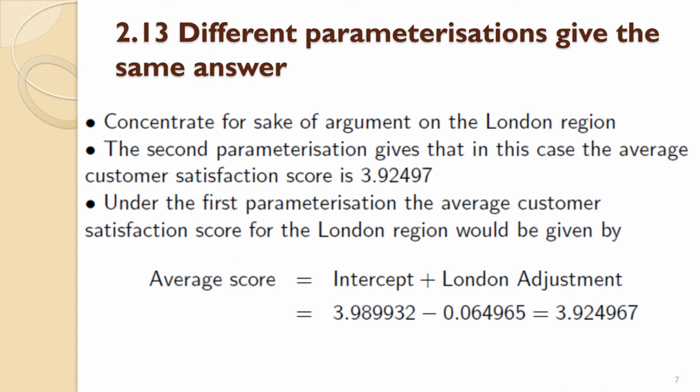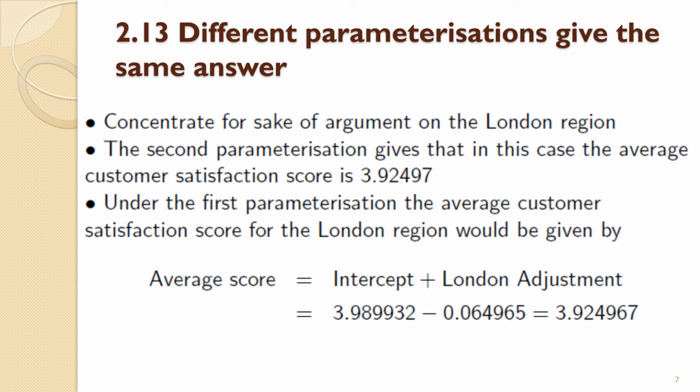So to just show you here that the different parameterizations give you the same answer, I wanted to concentrate for the sake of argument on the London region. So the second parameterization shown on slide 2.11 shows you that in this case the average customer satisfaction score for the region is just 3.92497, and you can just read this straight off the computer output in this case.